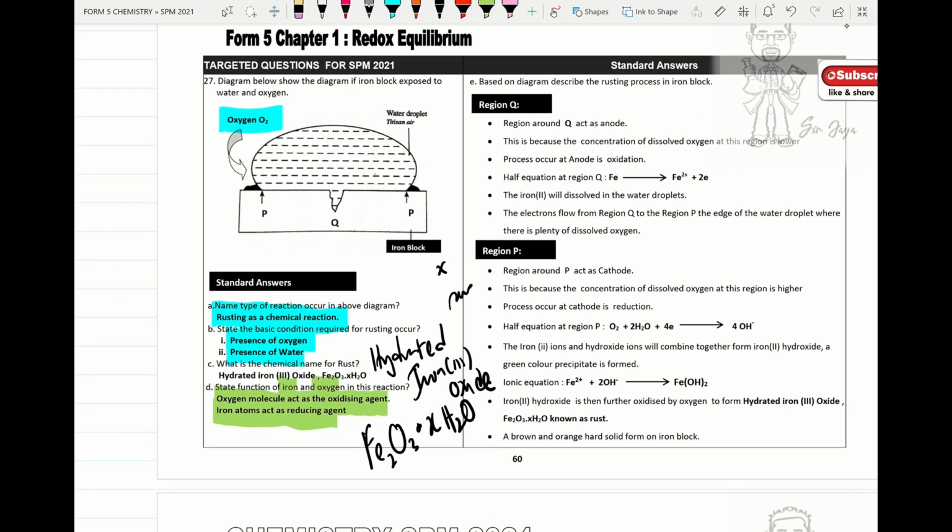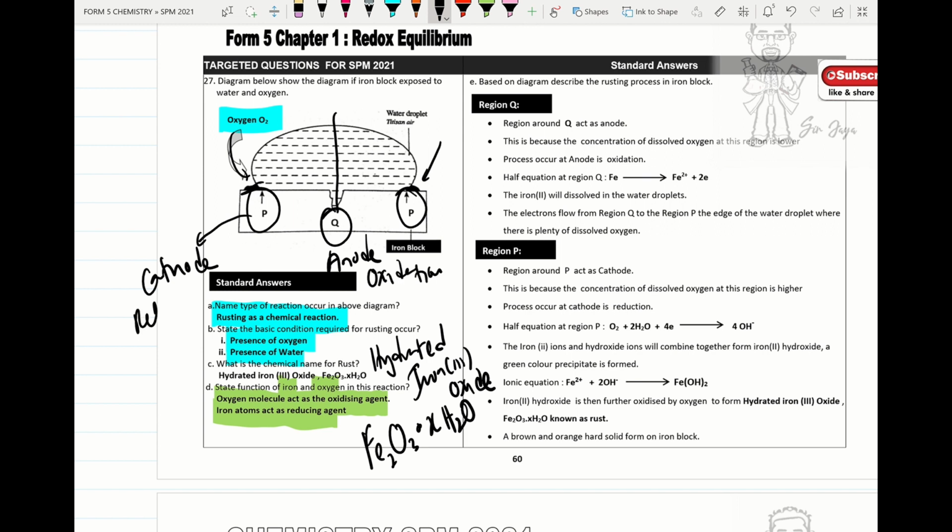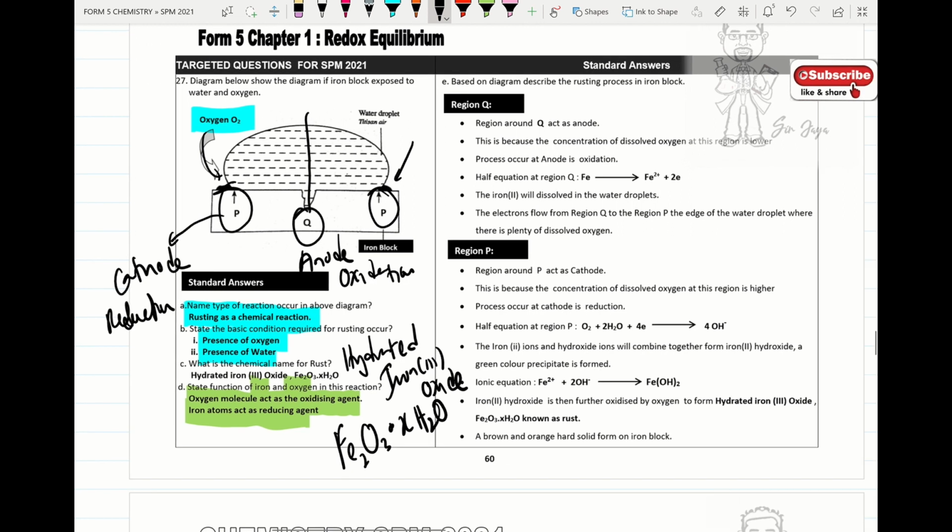So how to identify the anode? The concentration of dissolved oxygen here is lower, therefore this will act as the anode. The oxygen can enter easily at the edge of the water droplet, so the concentration of oxygen at this region is higher, and this region will act as the cathode. The anode will undergo oxidation, and the cathode will undergo reduction.